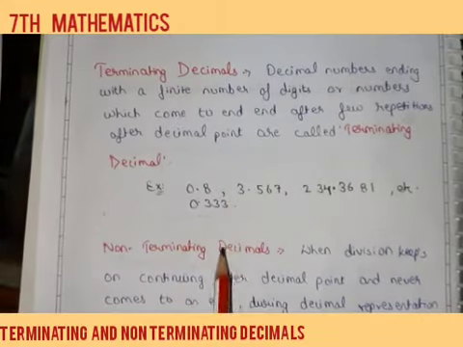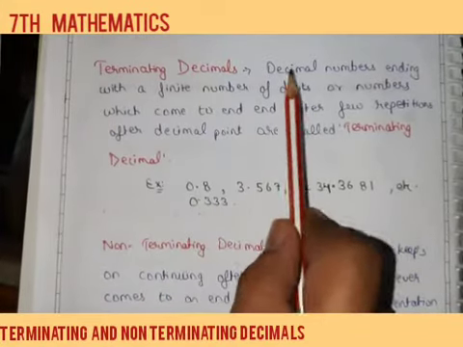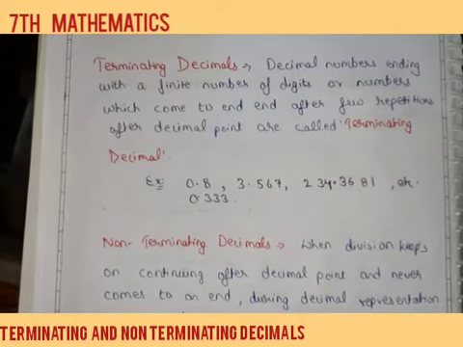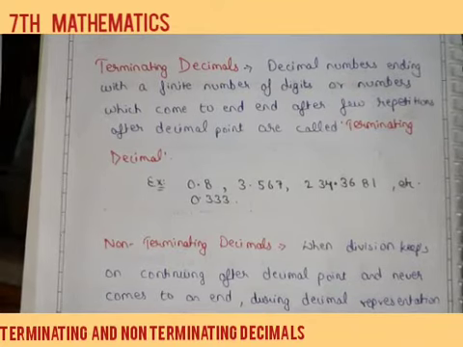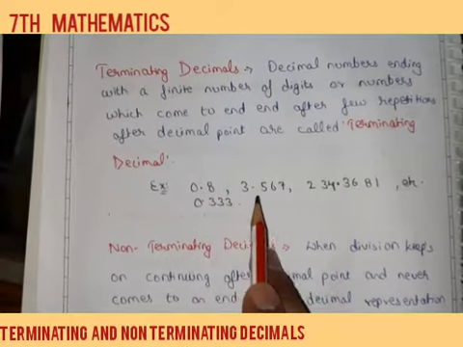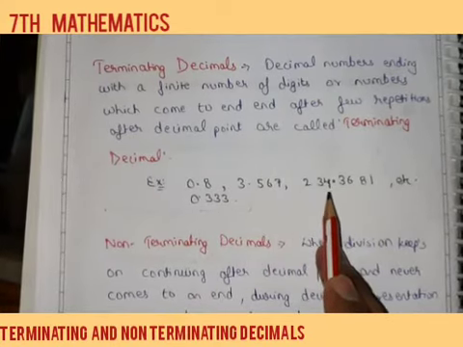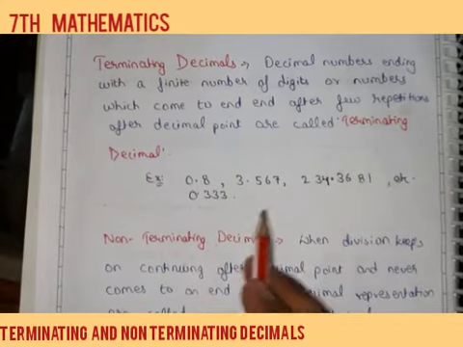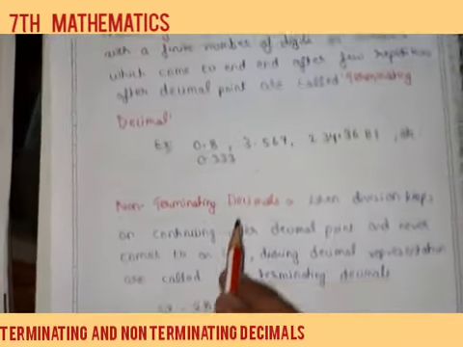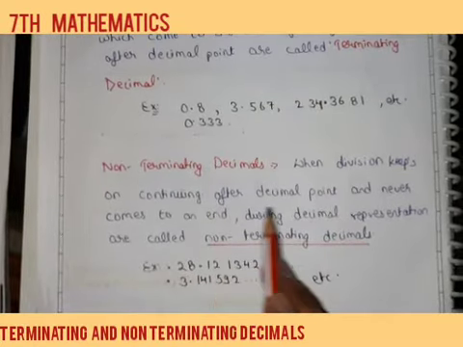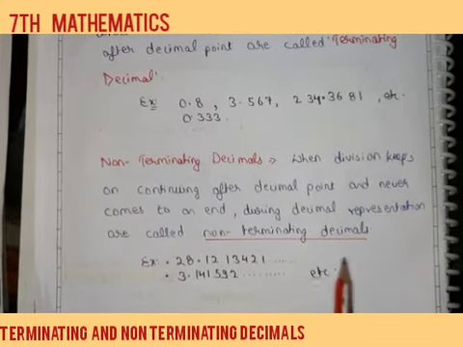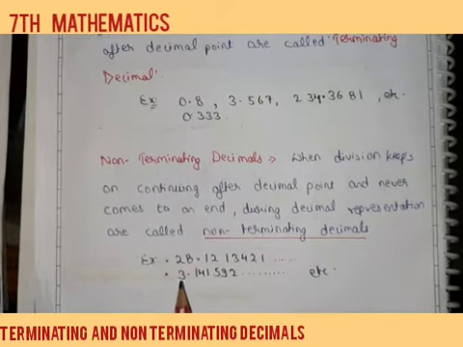The proper definition of both of them could be: terminating decimals are decimal numbers ending with a finite number of digits, or numbers which come to an end after a few digits after the decimal point. For example, 0.8, 3.567, 2, 34.3681, etc. Now these are the numbers which are coming to a definite value, whereas when the division keeps on continuing after the decimal point, like here we can see 28.1213421 and the division is still going. 3.141, this is actually the value of pi.